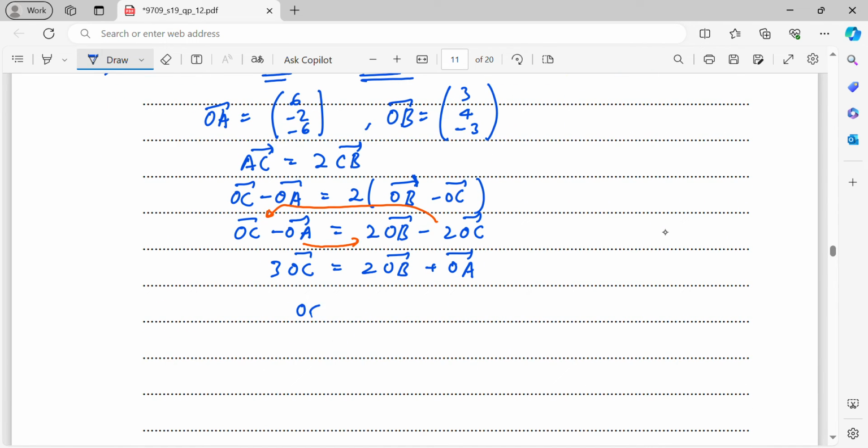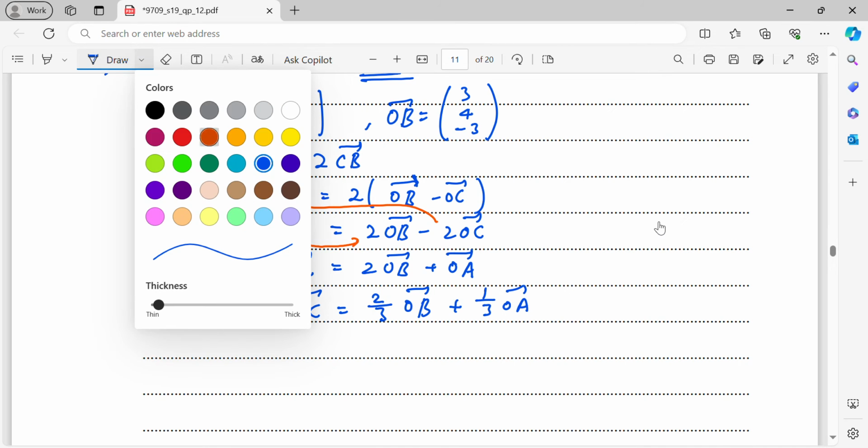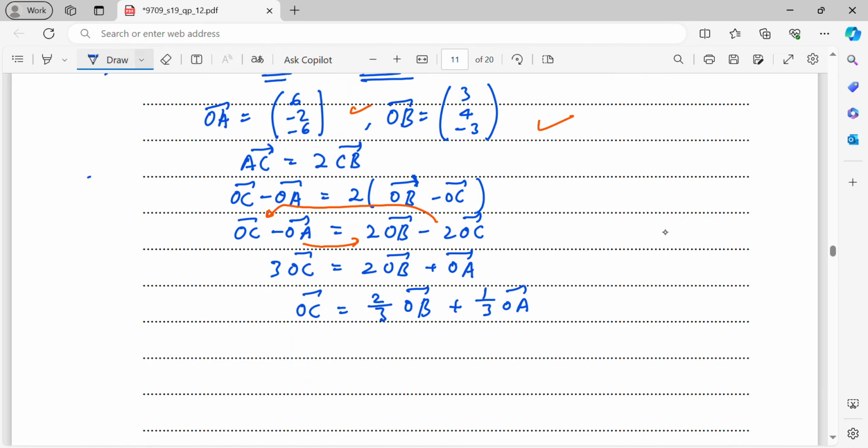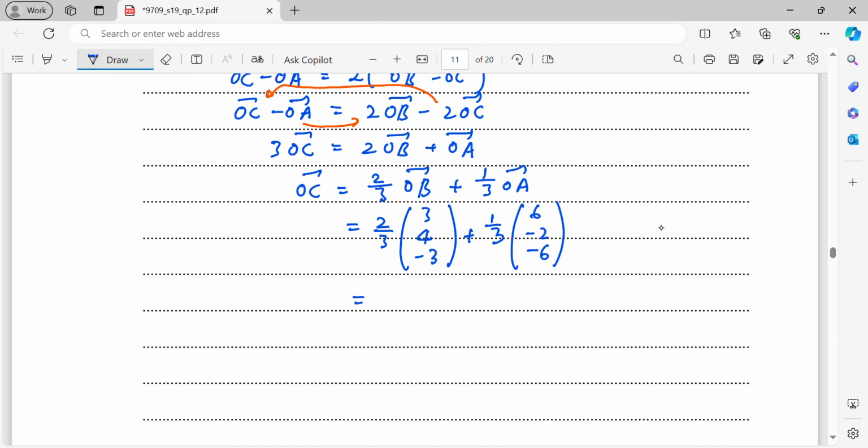Okay, then now my OC is basically 2 over 3 OB, you just divide by 3, plus 1 over 3 OA. So now substitute in the OB and OA over here. Then I will get 2 over 3 times, oh sorry, this is B, the B is (3, 4, -3), then plus 1 over 3 of (6, -2, -6). So when you multiply, 2 over 3 times 3 plus 1 over 3 times 6, basically you are getting (4, 2, -4). So that is your vector OC.